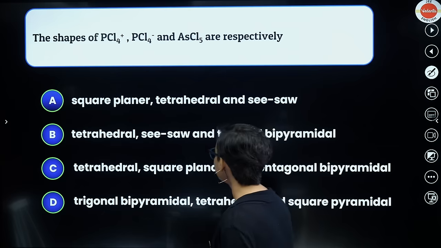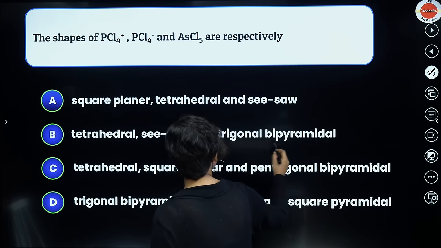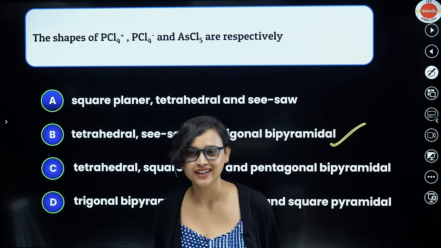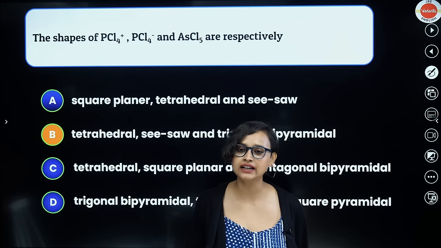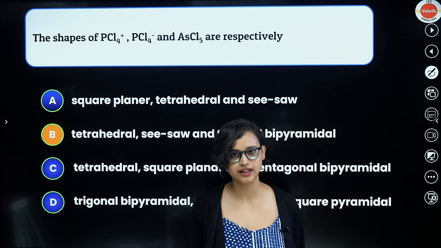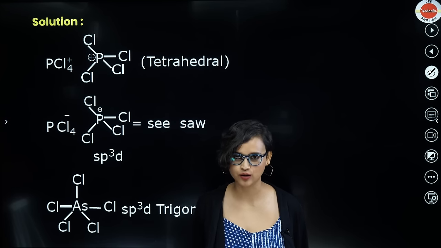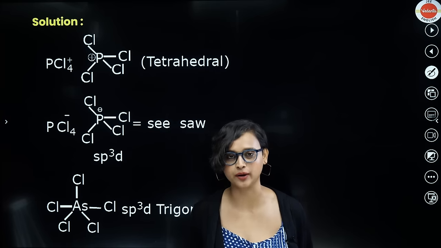Alright. So, that means that tetrahedral, seesaw and trigonal bipyramidal, option B, is the correct one. Easy peasy. Makes sense, right? Great.